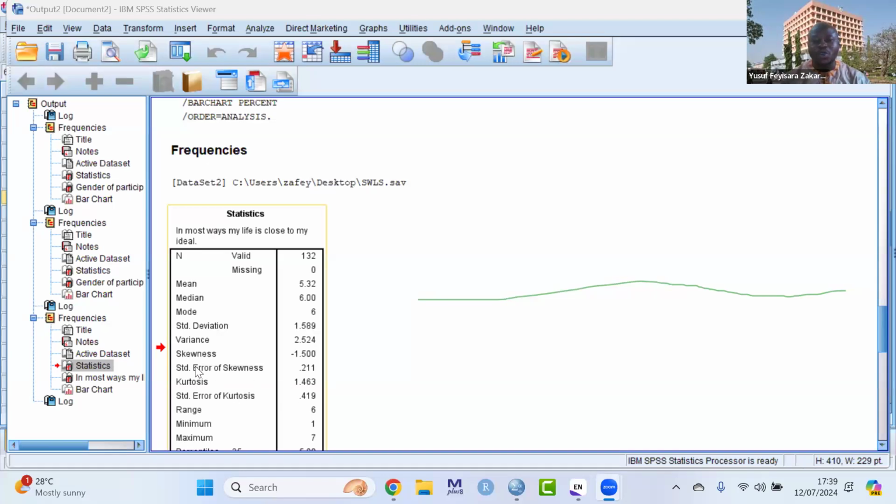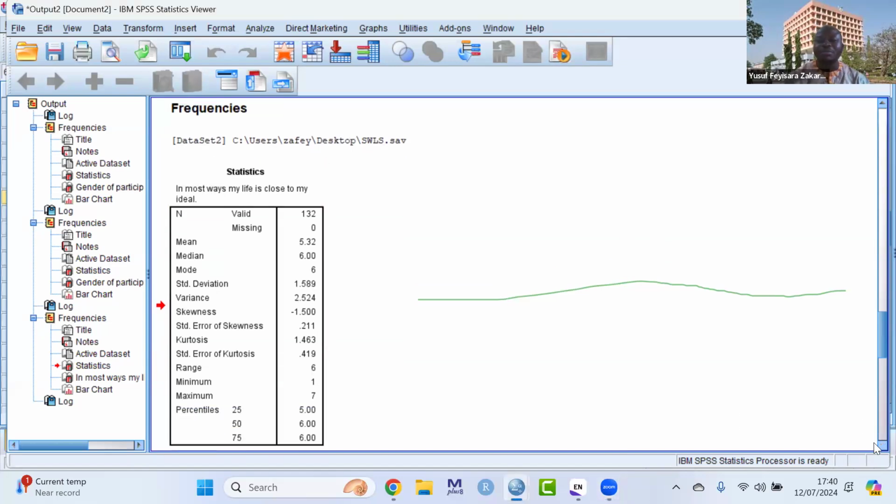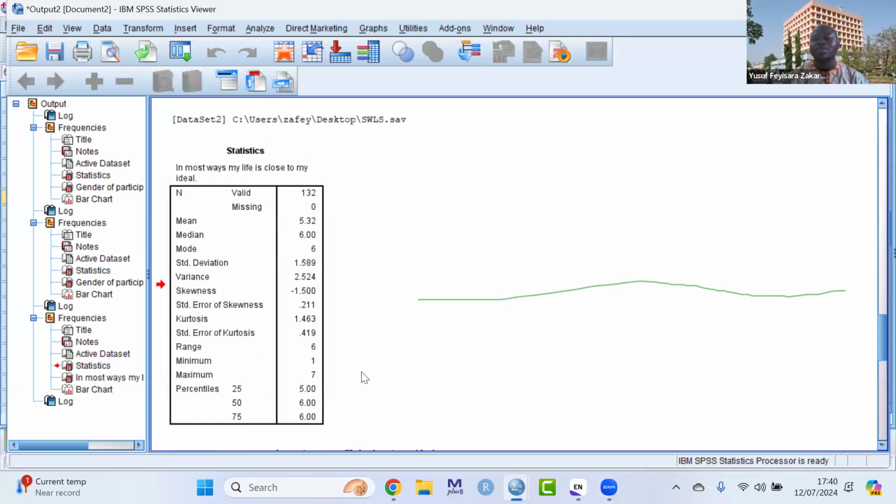So these are the two measures of distribution which we have got. The next thing, apart from skewness and kurtosis, is the range. The range means the highest value in your distribution minus the smallest. Our highest is 7 and our smallest is 1, so the range is 7 minus 1, which is 6. The minimum is 1, the maximum is 7.